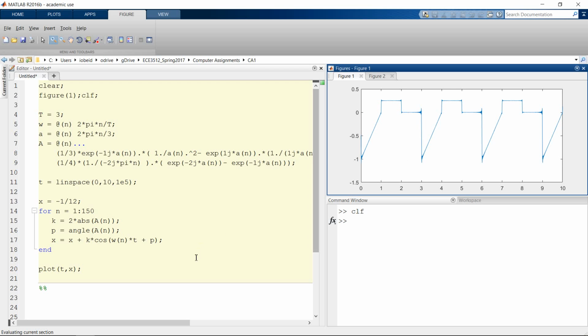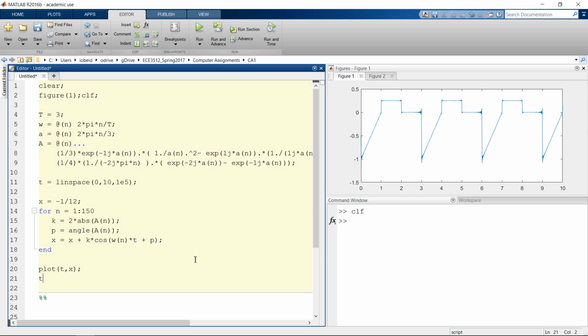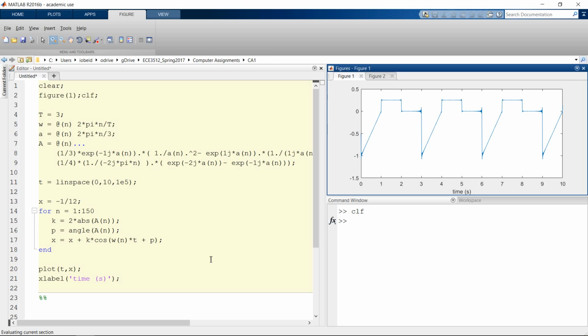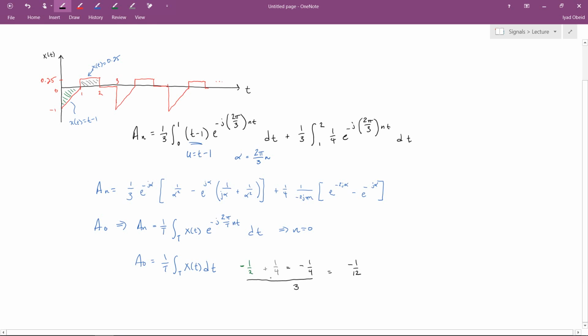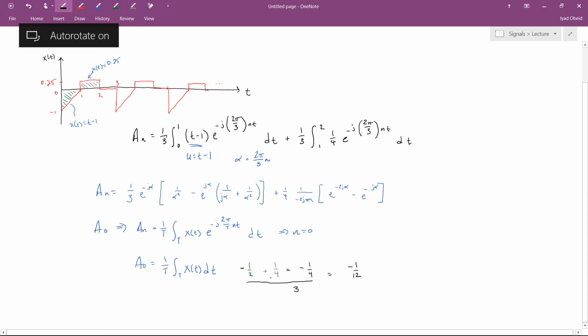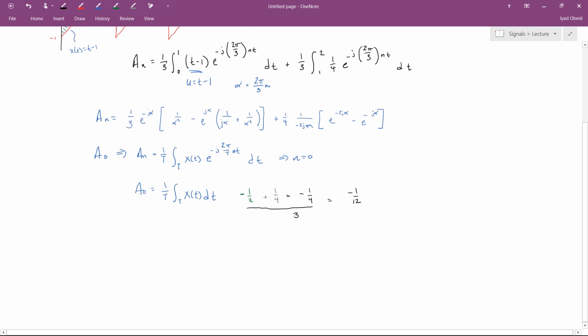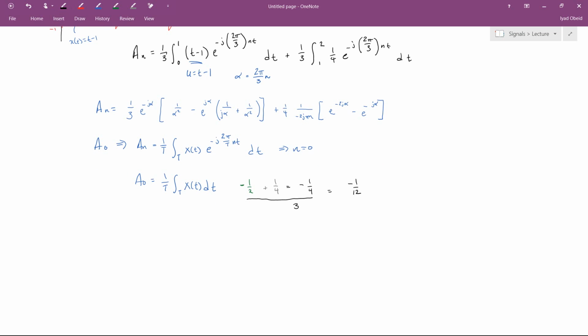Alright, so we should probably label this X label time. Okay, so it's a little bit more professional. So, now a word about plotting this. I've purposely chosen for this example a value of a sub 0 that's negative. And just to remind you, when we go to do our frequency plots, we're going to make one frequency plot that's the magnitude, and we're going to make one frequency plot that's the phase.